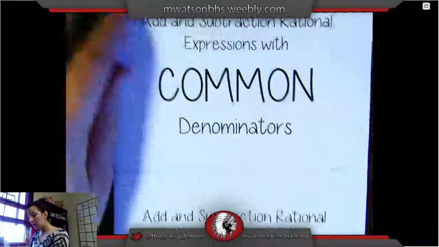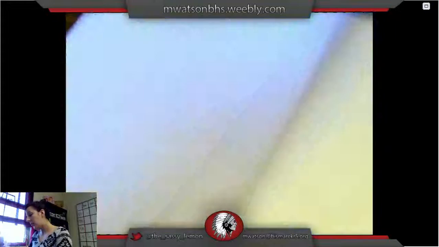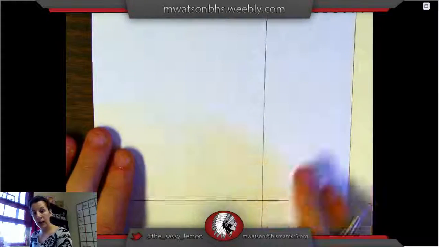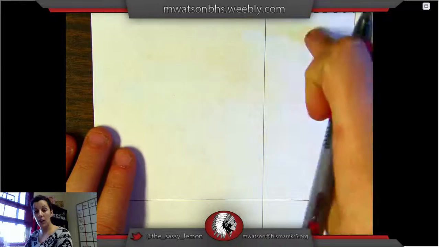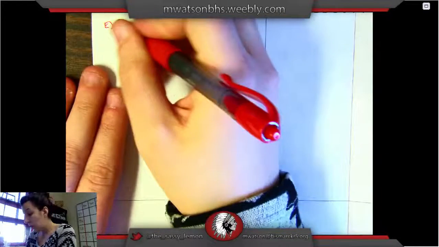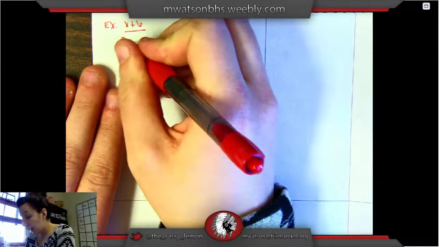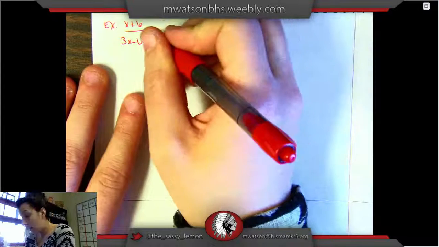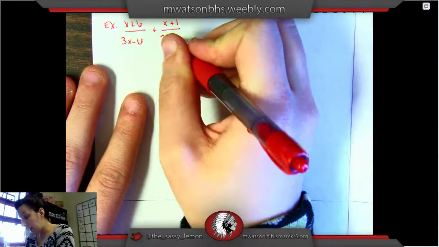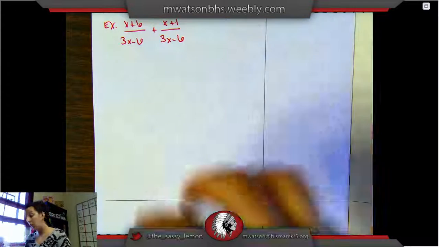So now let's actually throw in the variable part, the rational expressions. If you open your first tab, we're going to do an example here, and we're going to write our steps right here. So our first example will be x plus 6 over 3x minus 6 plus x plus 1 over 3x minus 6. Notice the denominators are already the same. This whole tab will be like that.